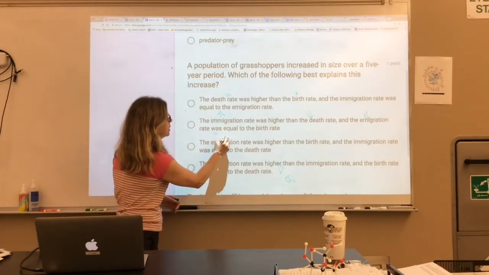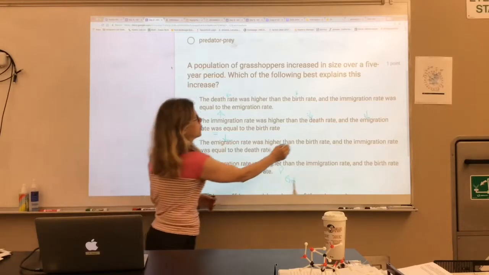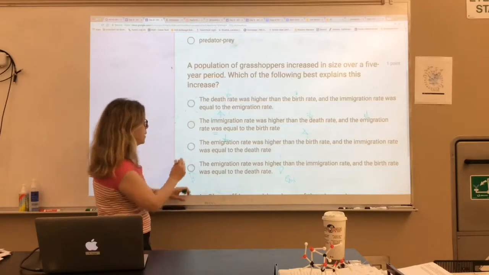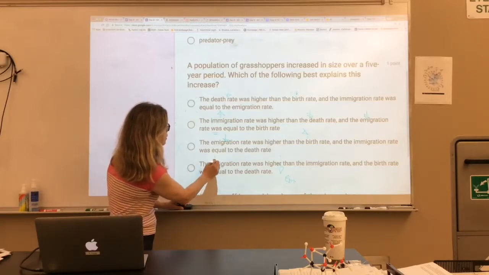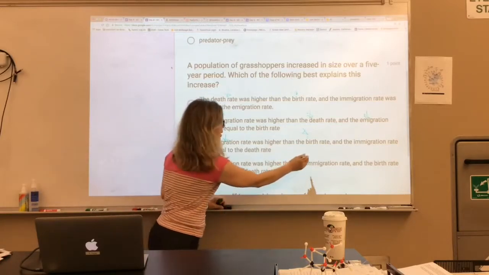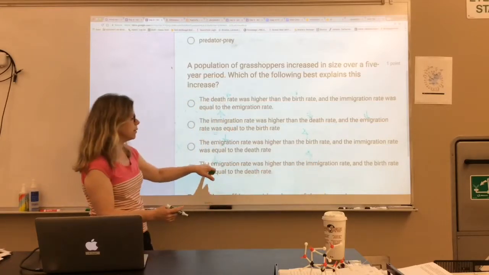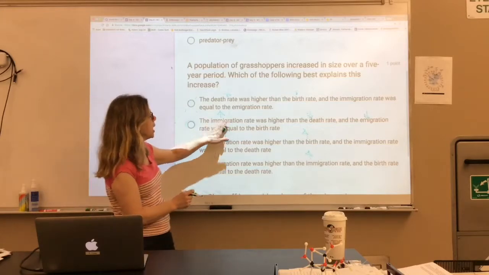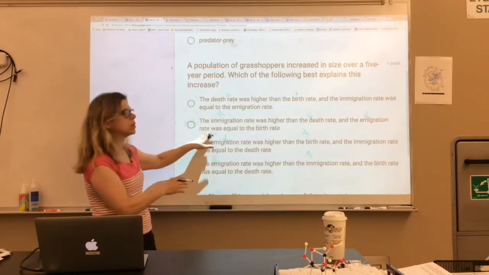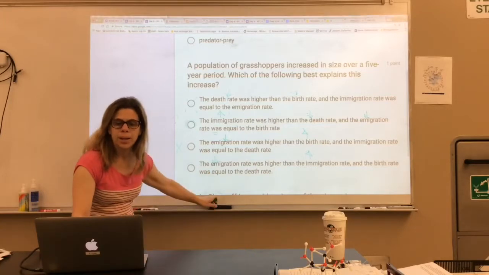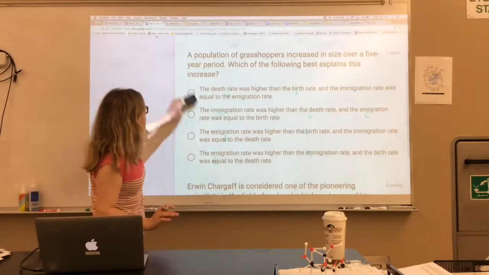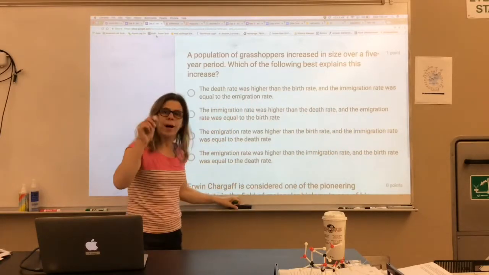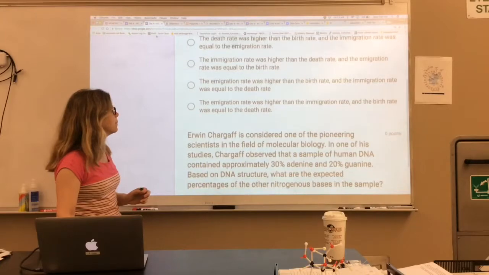The emigration, that's an exiting, was higher than the birth rate. So again, that's a negative number. The emigration, the exiting, was higher than the immigration. Again, I've got that number going down more. So the answer is going to be this one because my arrows up are where it's greater, and this one is kind of equal. Last question. A tactic for that one is to do increase arrow up, arrow down, or you could do plus minus.